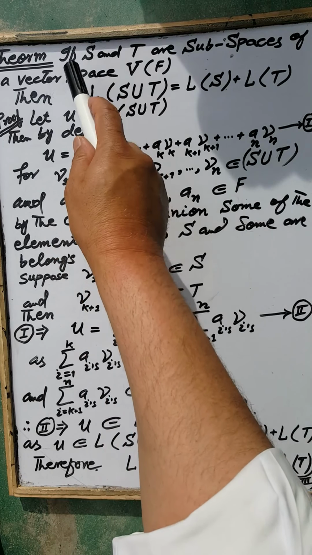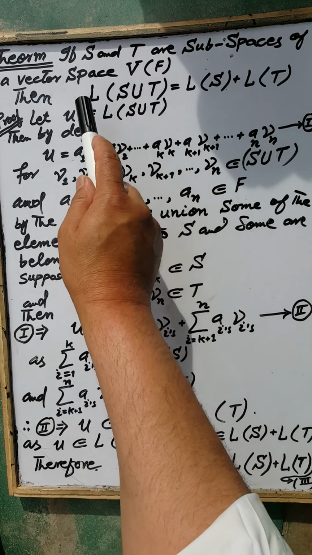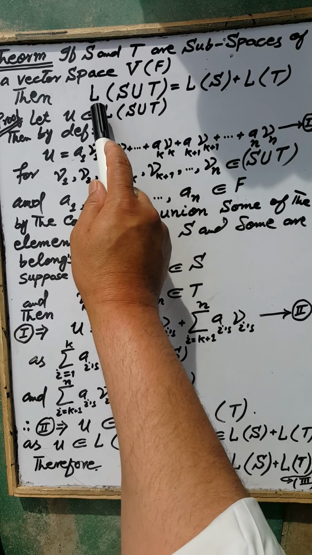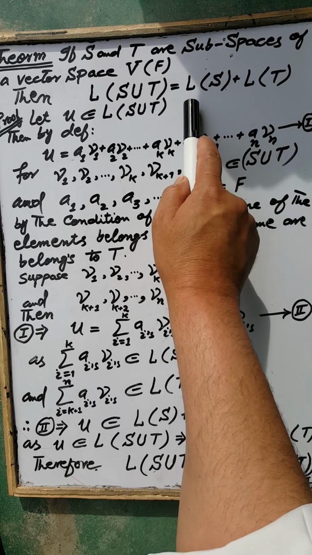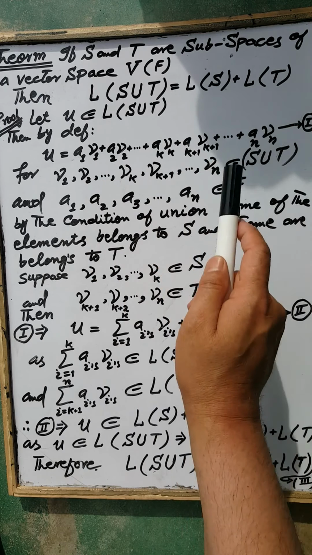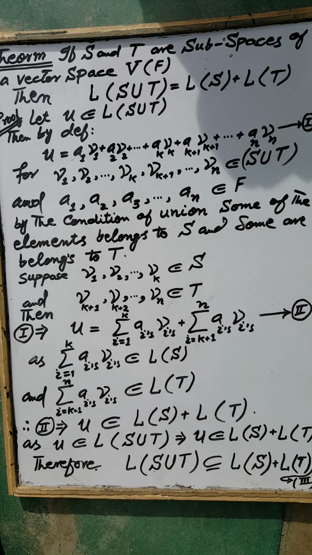Theorem. If S and T are two subspaces of the vector space V over the field F, then the linear spanning set spanned by the union of the sets S and T is equal to the linear spanning set of the set S plus the linear spanning set of the set T.